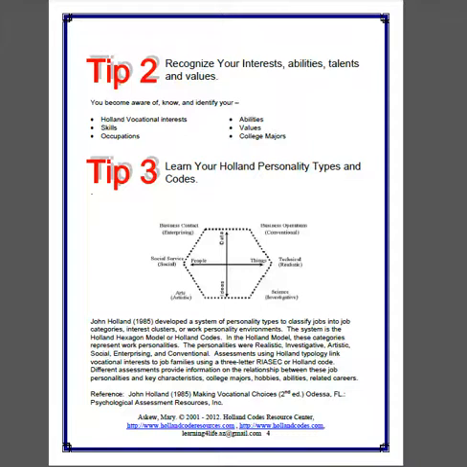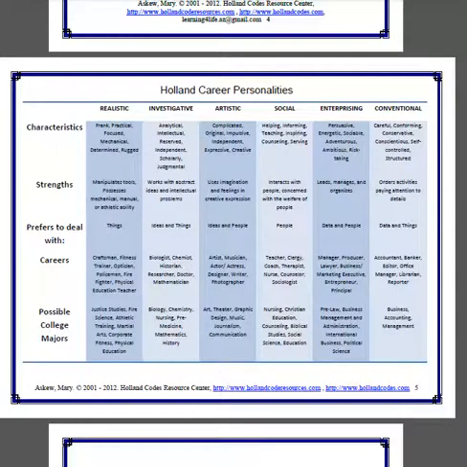things. You will learn that Holland Codes is related to a particular work environment and is also matched to key characteristics, college majors, hobbies, abilities, and related careers. There are 6 Holland codes again, and there are characteristics for each one. For example, realistic is frank and practical.